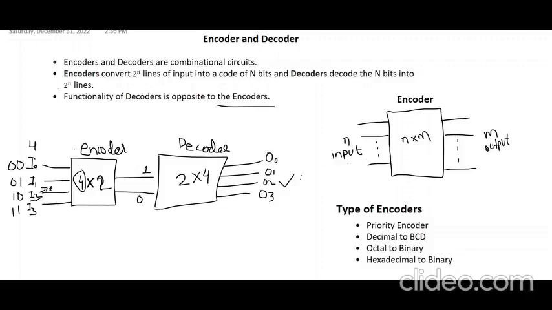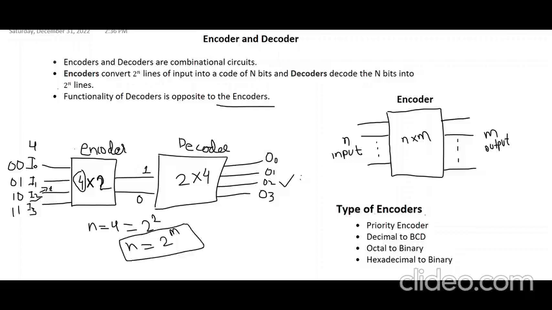Now I want to find the relationship between n input lines and m output lines. For the encoder, let's suppose n is equal to 4, and we can write this as 2 to the power 2. So here my input lines are 4 and my output lines are 2, which we can also write as n is equal to 2 to the power m. This is my relation.